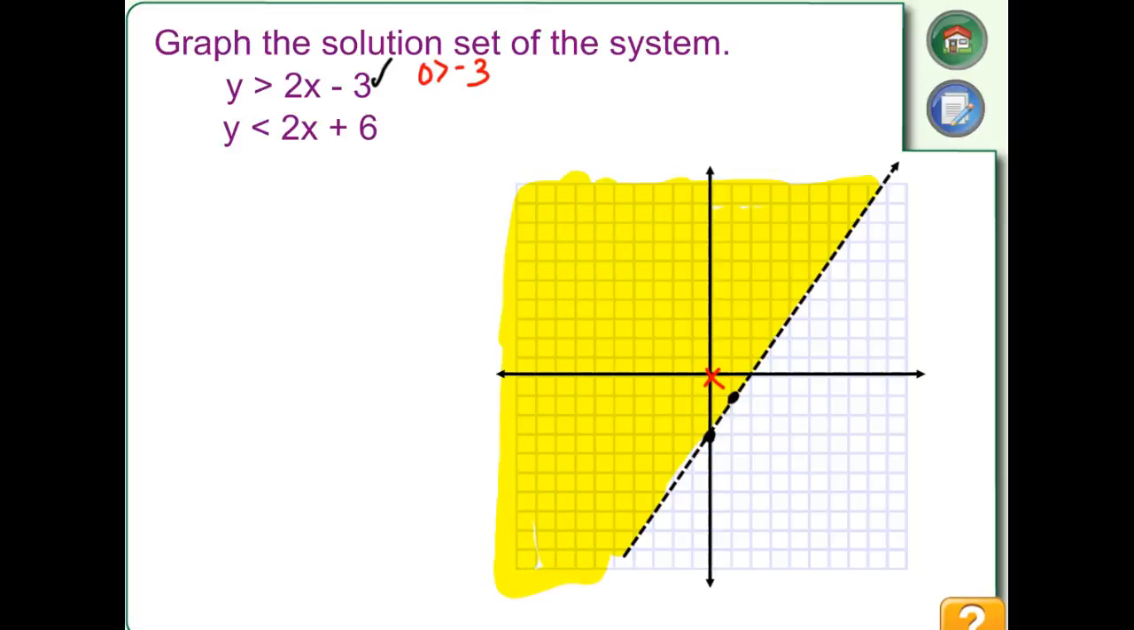Now, let's graph our second line. If we look at our second line, my y-intercept is 6. 1, 2, 3, 4, 5, 6. My slope is 2, up 2, right 1. We have another dotted line, if you notice. So let's go ahead and put our dotted line in here.